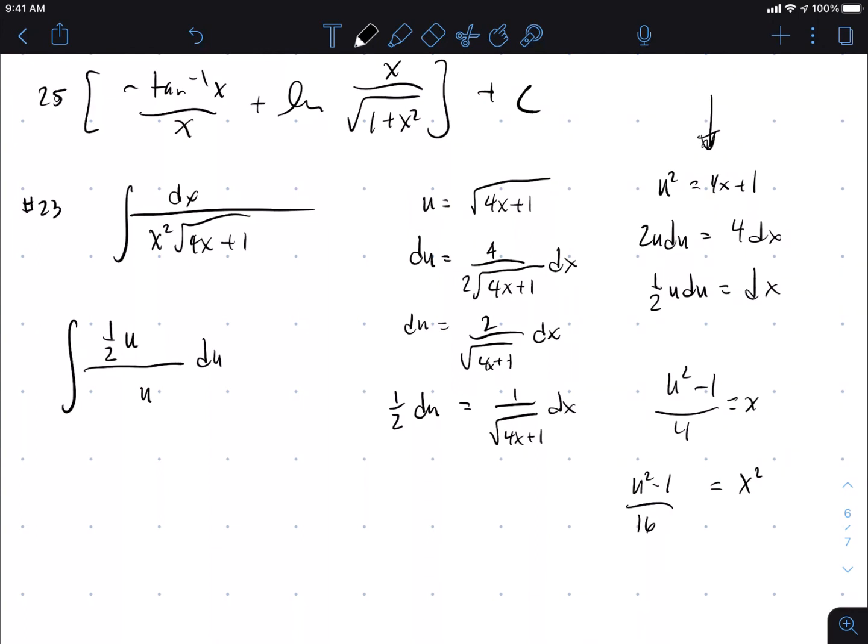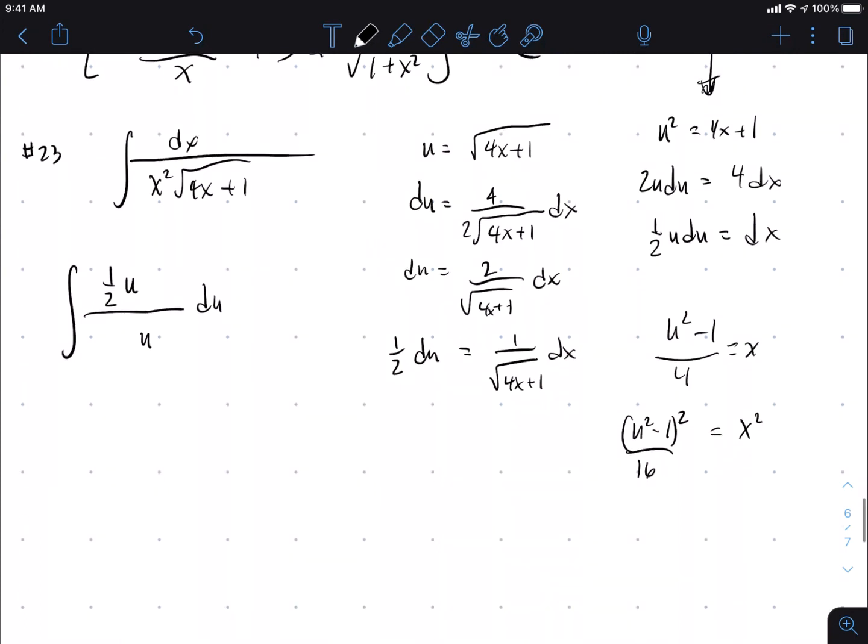Wait, so the top one has got to be squared? That's got to be squared, right? Right. Or if you want, I can make it look cleaner. I could have done something like u squared minus 1 over 4, that whole thing squared. That may look cleaner to you. Agreed? Okay, yeah.